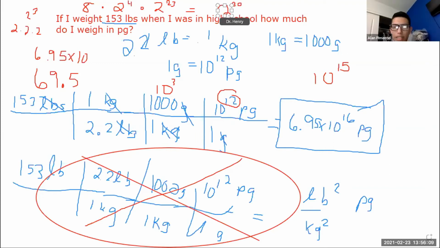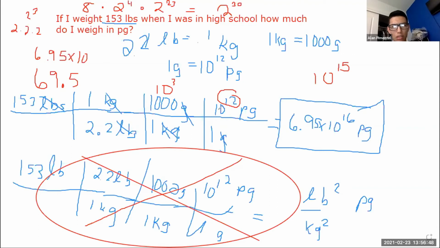How did you get 10 to the 16? After the 6.95 times 10 to the 16. Okay. I got 10 to the 16th again because 153 divided by 2.2 is going to equal 69.5454545, right? Yes. So that's the same thing as saying 6.95 times 10. So that's 10 times 10. Then I have it multiplied times 1,000, which is the same thing as saying 10 to the third power.